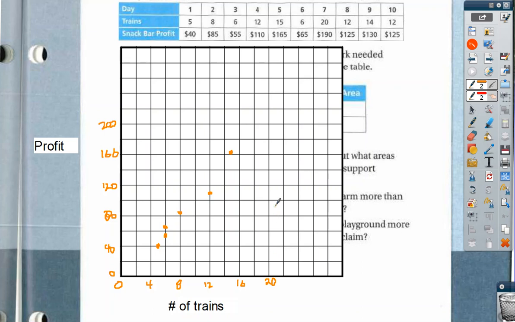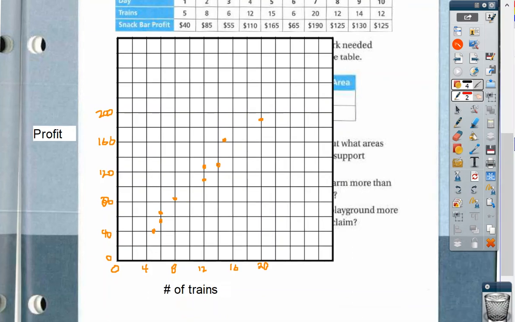Then 20 trains, big day, profit of almost $200, 190. 12 trains and 125. 14 trains and 130, a little bit higher, then 12 trains and 125 again. Okay, I don't need to put a second dot there. So this data clearly denotes a linear relationship. Is it exactly linear? No, but it is really close. So I'm going to go ahead and make a line of best fit.